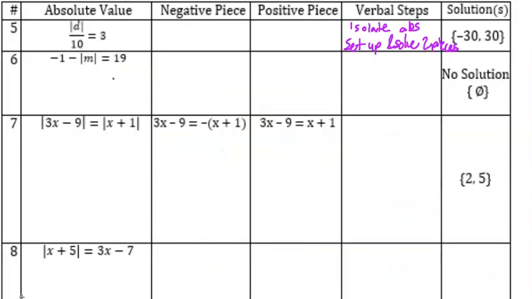Alright, let's look at example 5. The absolute value of d divided by 10 equals 3. The first thing you want to do is isolate the absolute value. To get rid of that divide by 10, we're going to multiply by 10. So then we have the absolute value of d equals 30. Set up our two pieces. So we have d equals negative 30. And then our positive piece, d equals positive 30.